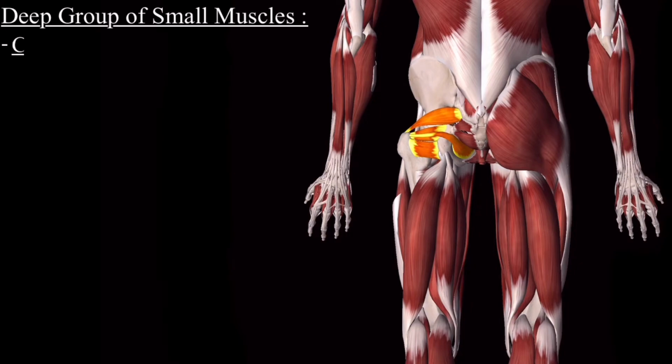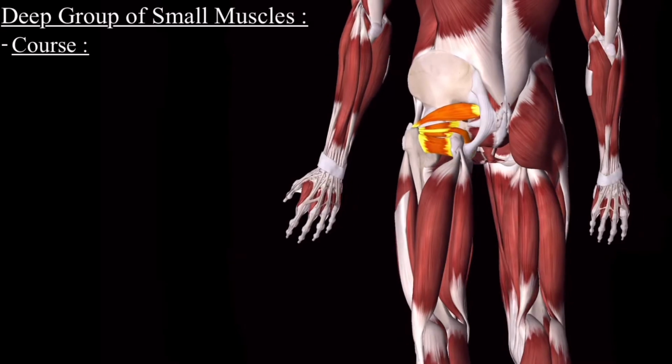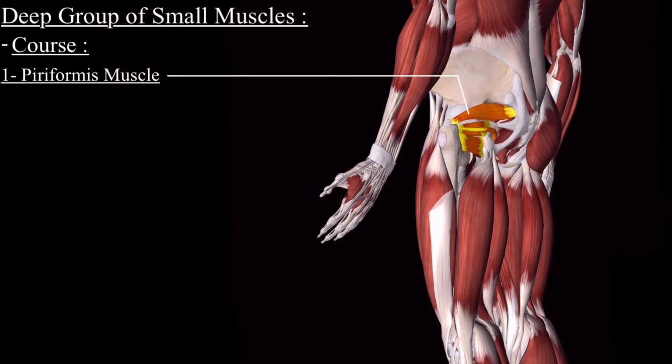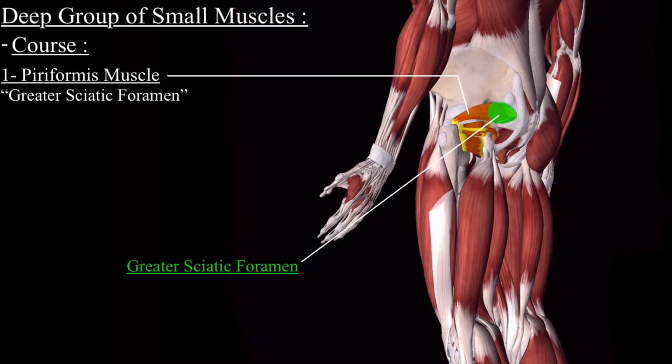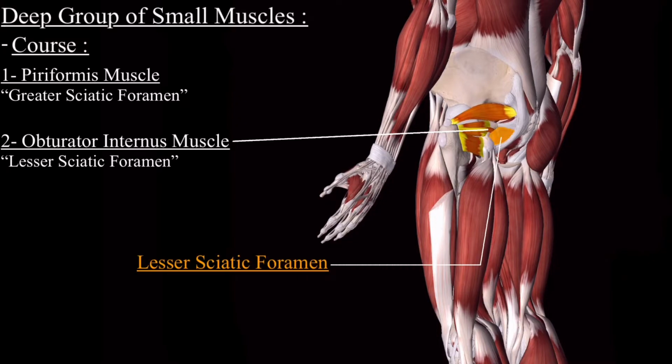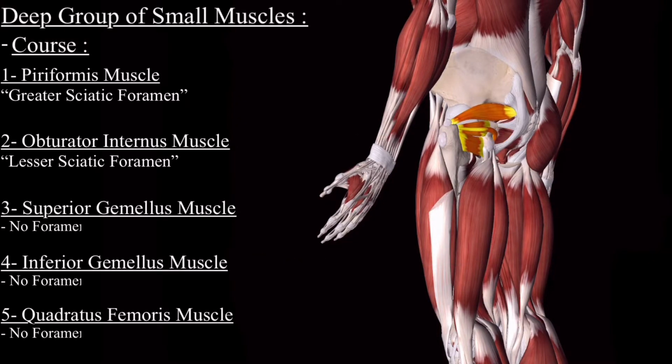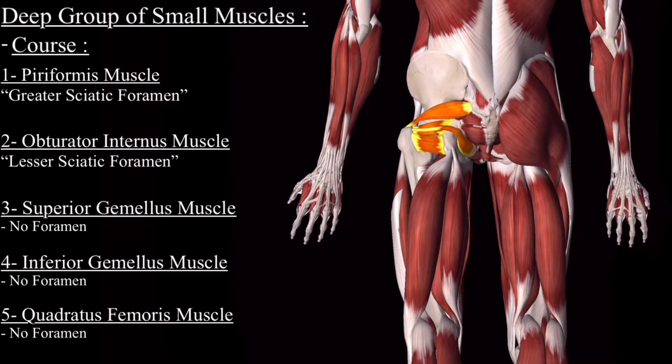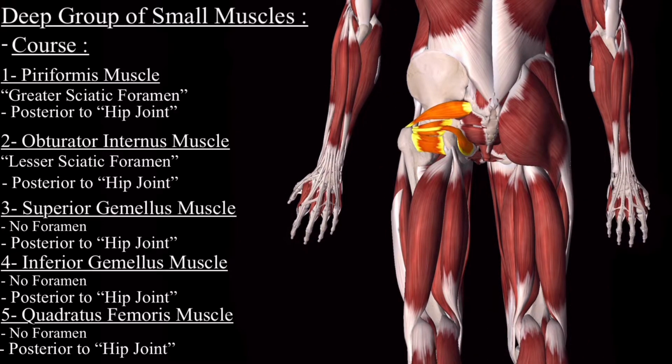Now coming to the course of these muscles. The piriformis muscle passes in the greater sciatic foramen, while the obturator internus muscle passes in the lesser sciatic foramen. Rest of the muscles do not pass in any foramen. All of these muscles pass posterior to the hip joint.